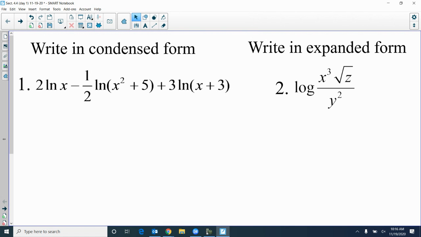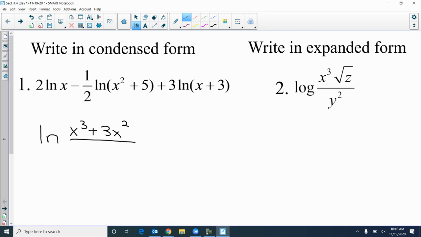All right, for the first one, Cole, DeLuca, what'd you get? I got the natural log of x cubed plus 3x squared over the square root of x squared plus 3. All right, x cubed plus, what'd you say? 3x squared. Like that? Yeah. Over the square root of x squared plus 3.